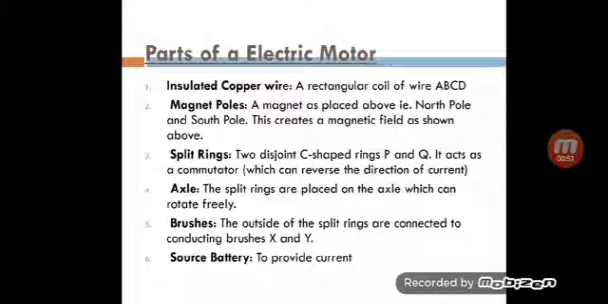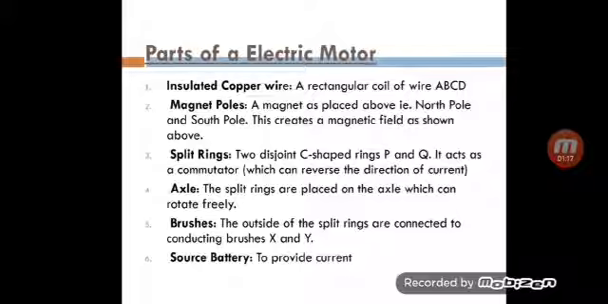First, insulated copper wire, a rectangular coil of wire ABCD. Magnetic poles N and S of a strong electromagnet to produce a very strong magnetic field. Split rings, two disjoint C-shaped rings P and Q. They act as a commutator which can easily reverse the direction of the current. The split rings are placed on the axle which can rotate freely.